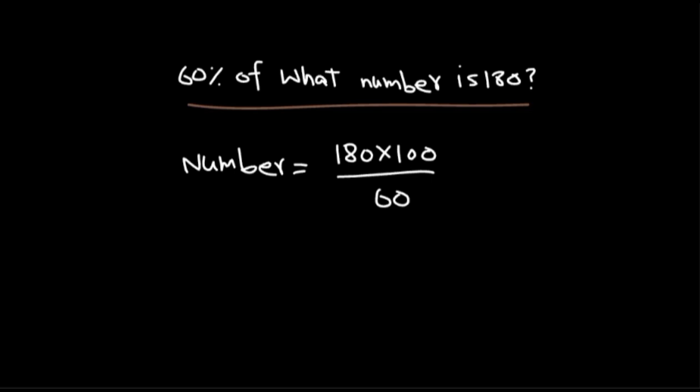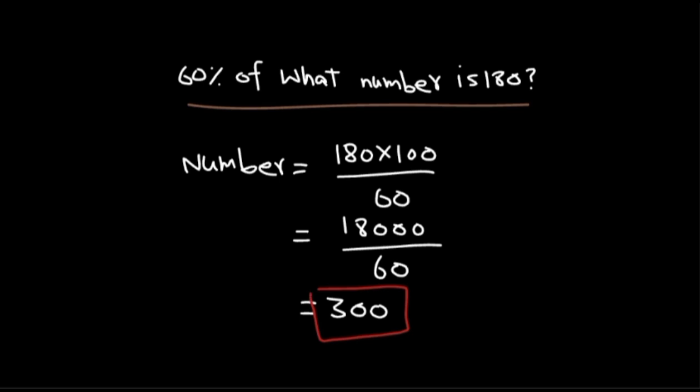Now we multiply 180 by 100. It will become 18,000 divided by 60. So when we divide 18,000 by 60, we will get 300. So this is our answer.